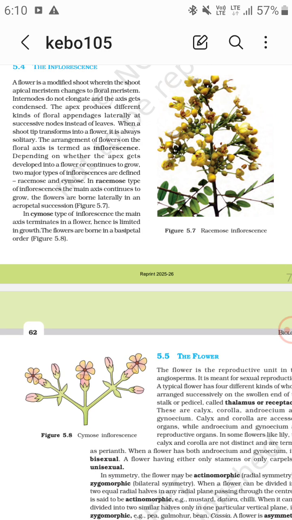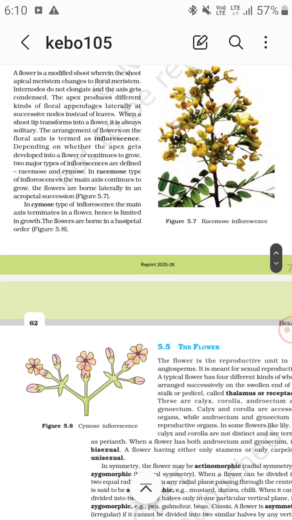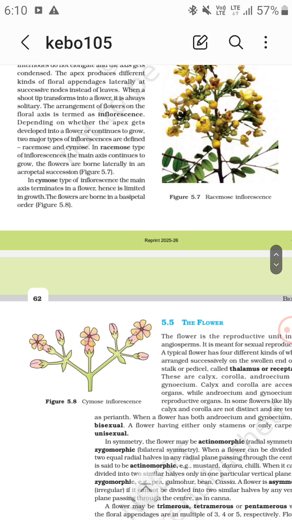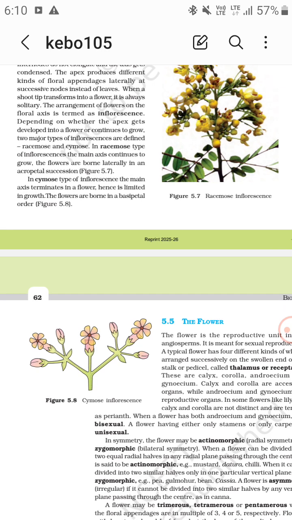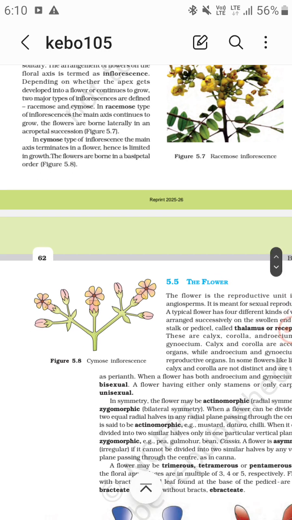Whorls of appendages form in succession instead of leaves. So when a shoot tip transforms into a flower, it is always solitary. Now whether the flower continues to grow or not depends upon two types of inflorescence, racemose and cymose. In racemose, the main axis continues to grow, and flowers are borne in acropetal succession. In cymose, the flowers terminate growth, with limited growth and basipetal order.